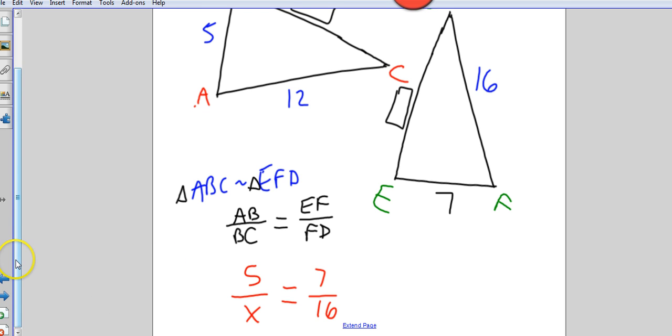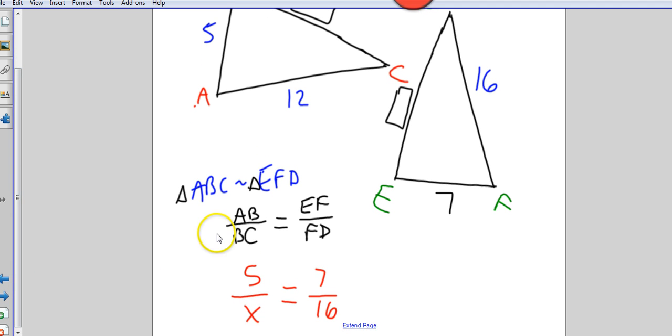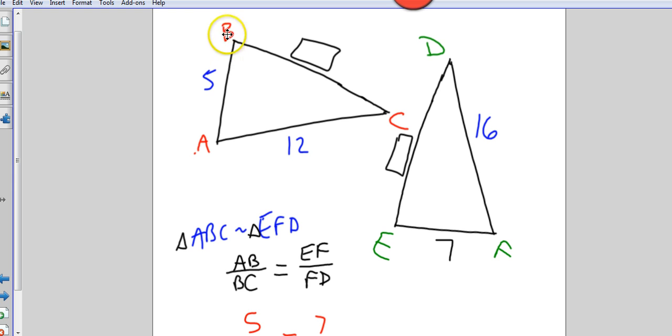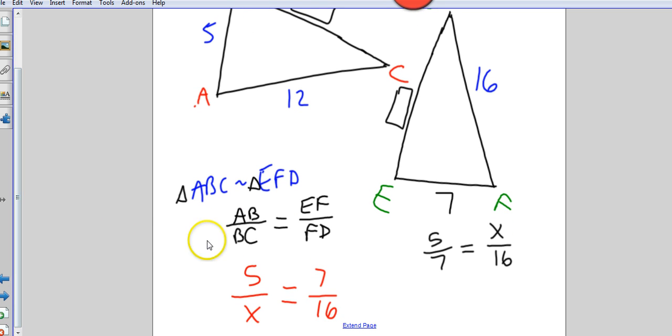Alright, now, you can write the proportion. The great thing about proportions is you can write them any way you want as long as the pieces match up. So I said AB to BC, that ratio of the first side to the second side of this triangle has got to be in the same relationship or ratio as this first side to the second side of this triangle. Now, I could have also written over here the ratio of 5 to 7, that ratio is going to be the same as x over 16. And so it doesn't matter as long as the parts match up.